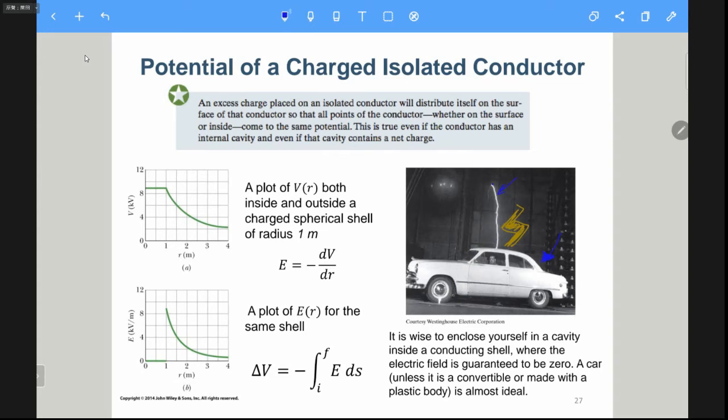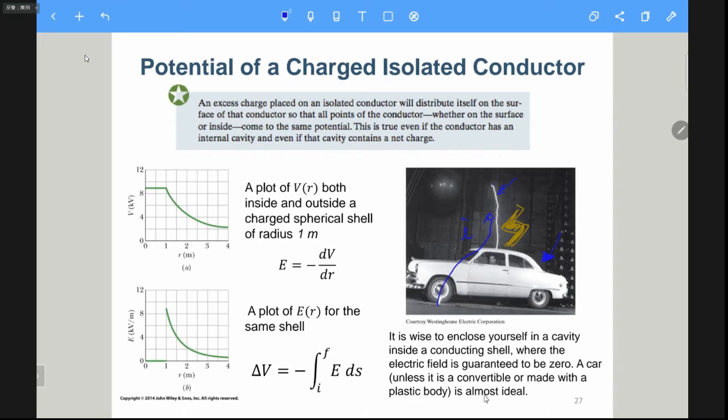Yeah, the current should go from the ground to this, like that. So actually there is no current going through that guy, so it will be safe for the man inside the car. So it is wise to enclose yourself in a cavity inside a conducting shell where the electric field is guaranteed to be zero. Guaranteed to be zero. And a car, unless it is convertible or made with a plastic body, is almost ideal.